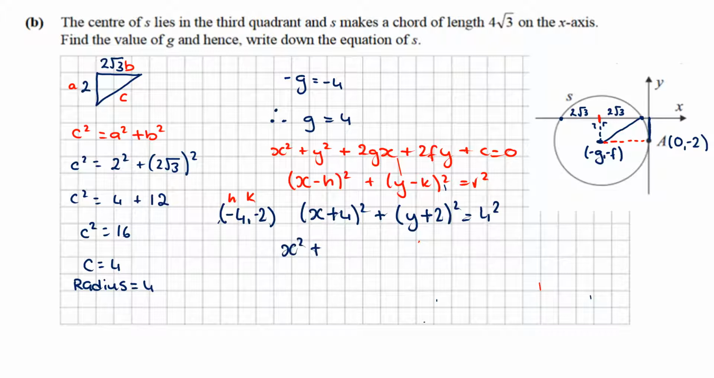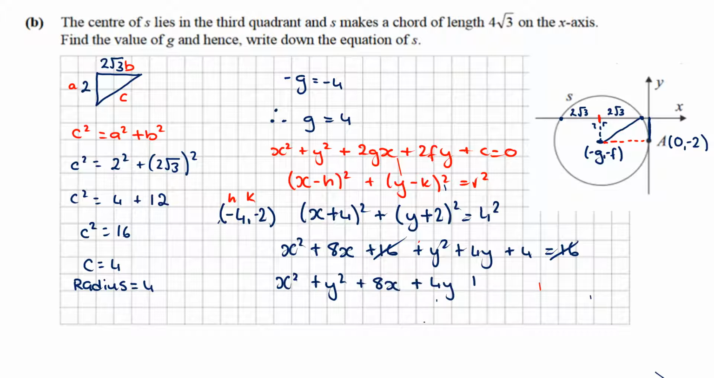x squared plus 8x plus 16 plus y squared plus 4y plus 4 equals 16. The 16's cancel and we get x squared plus y squared plus 8x plus 4y plus 4 equals 0. So we could have worked out our c in other ways, but it was just as easy to work through with our h, k formula here.